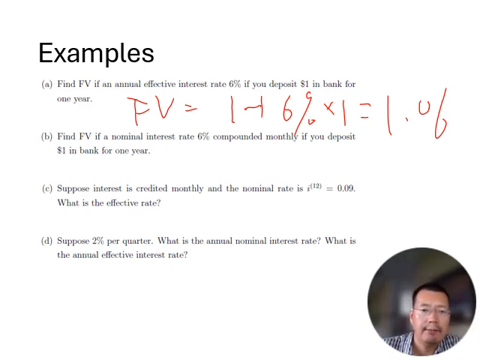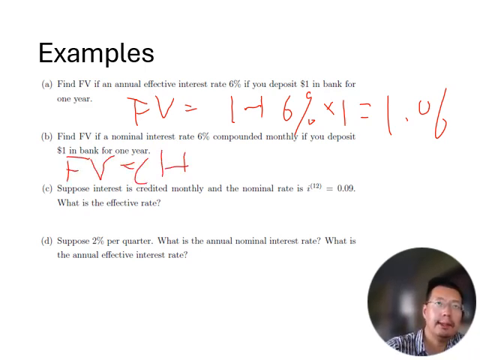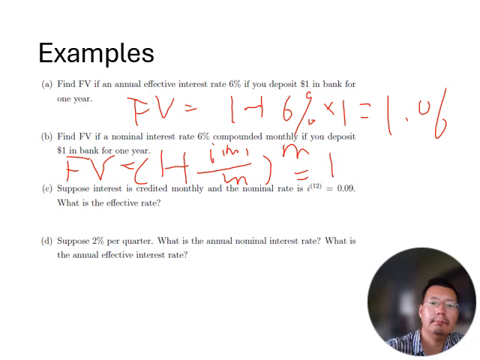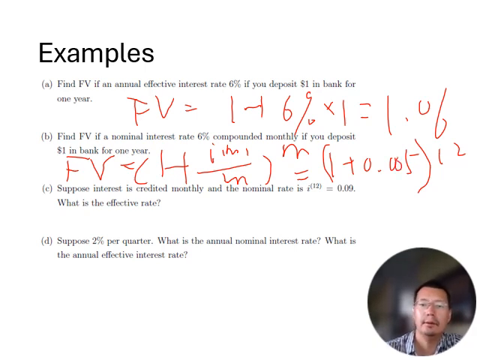Let's look at the second question. Find FV if a nominal interest rate is 6% compounded monthly and you deposit $1 in the bank for 1 year. This is exactly the example that I showed you earlier, except this nominal interest rate is 6% compounded monthly. So your FV would equal 1 plus i^(m) over m, to the m power. So it's 1 plus 0.005 to the power of 12. Okay, so this you will calculate yourself from here.